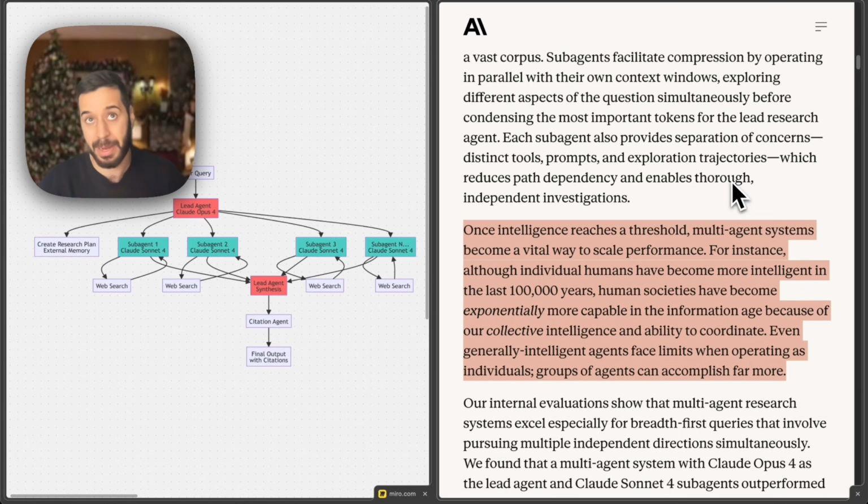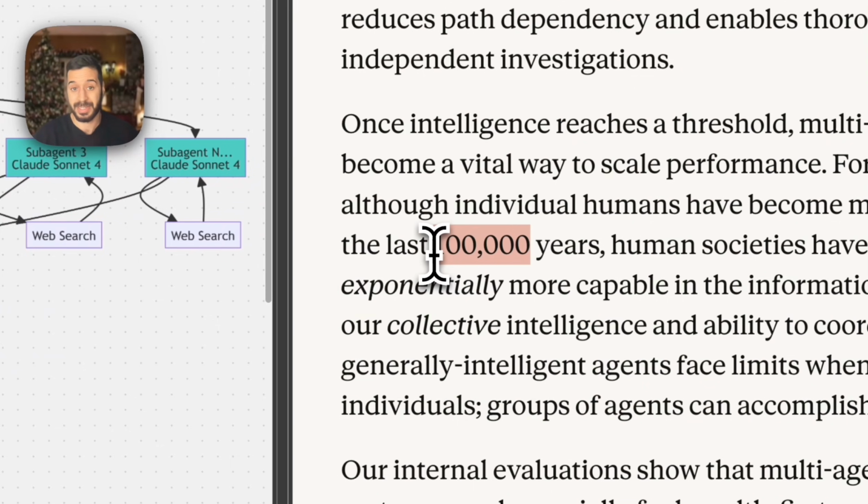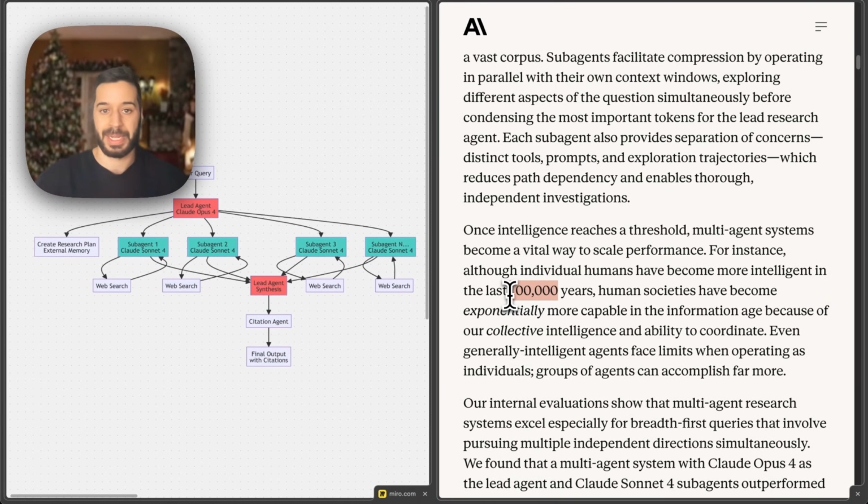Individual humans have become increasingly intelligent over the last 100,000 years, but a single agent or single individual cannot solve all humanity's problems. So you cannot expect Elon Musk by himself to solve all the humanity problems. Actually, how human development works is that it's collective. It accumulates over the years. The overall society intelligence grows exponentially. So this is basically the analogy that they're using here.